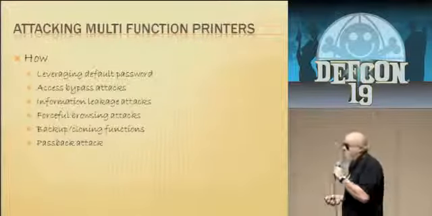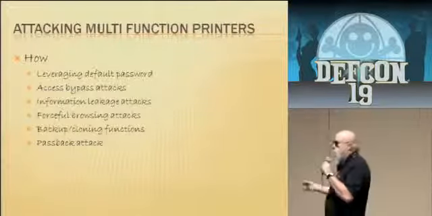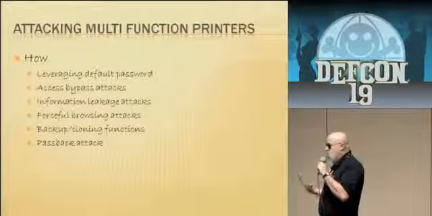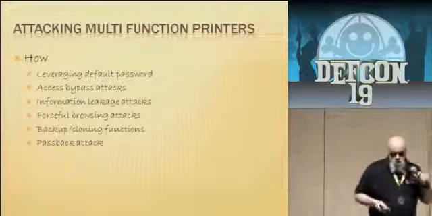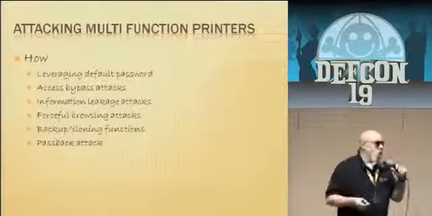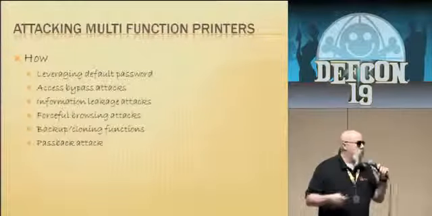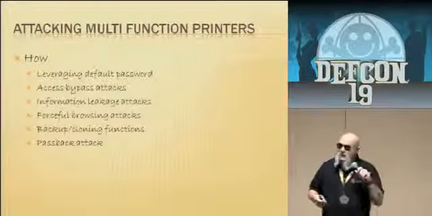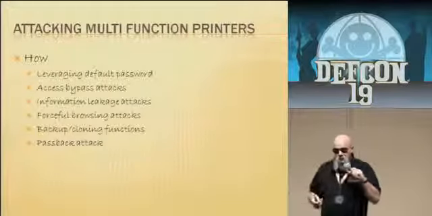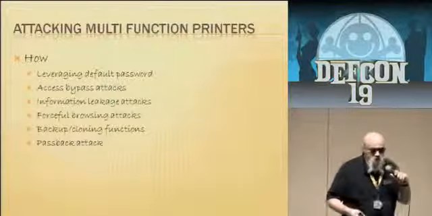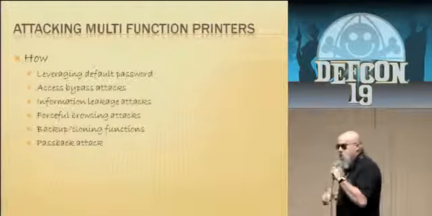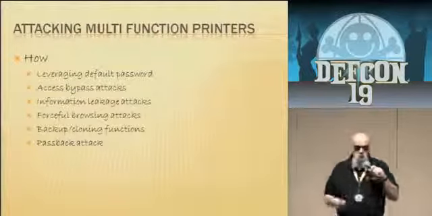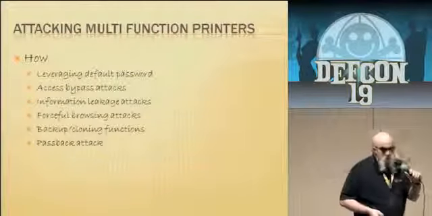Fourth one, forceful browsing. If you know the URL you want to get access to, forget about the password. You just enter that URL and the printer gives you access. And of course, backup and cloning functions, the ability to pull all those backups or clones offline and pull the information out of those. And the last one is a passback attack, typically to trick that printer into sending the information to you. We're going to go into some detail on that toward the end of this presentation.